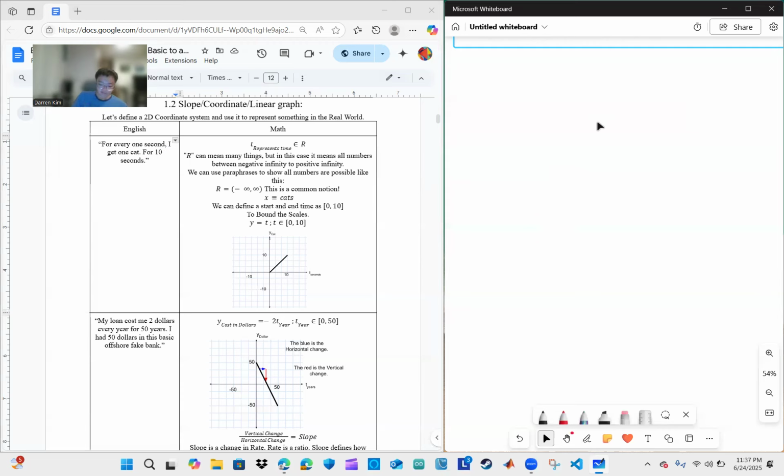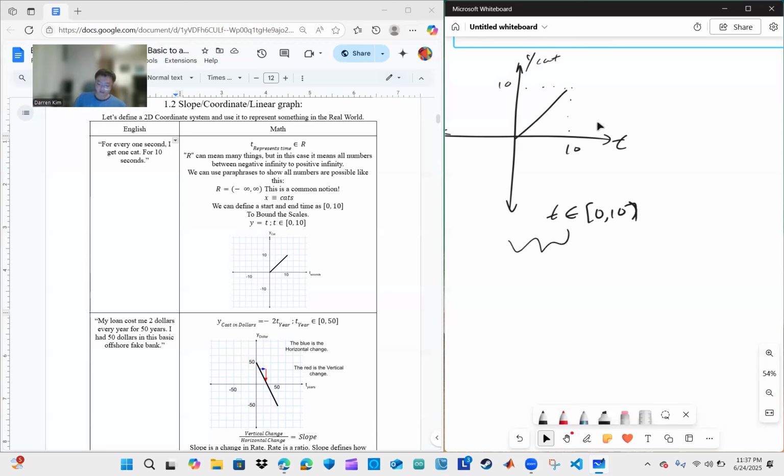Now, with that said, how would you graph this? I would graph this by saying 10 like this over here. Now, this would be the time, and this would be the y domain of cat. Basically, you can see from here that every t is contained by 0 and 10, because it's contained over here. And you get 10 cats in 10 seconds. That is how it works, and that's the mathematical representation that you can get.